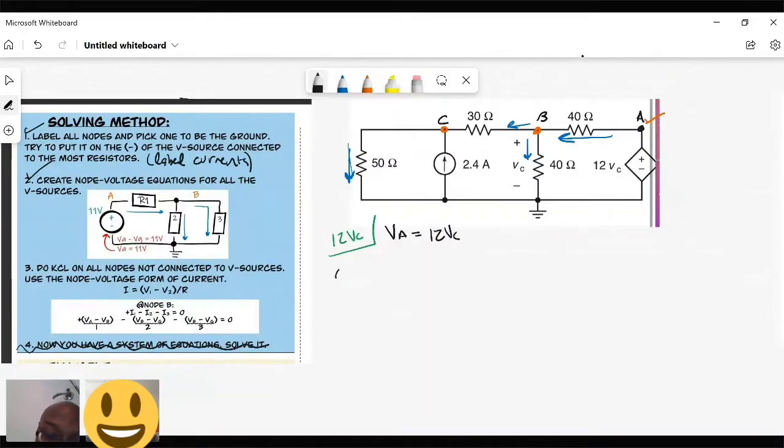So I'll put node B up, and then talk to me. How would you build node B? Start from the left. So let's do this guy. How would I write that on node B? I mean, so VB minus VC over 30.